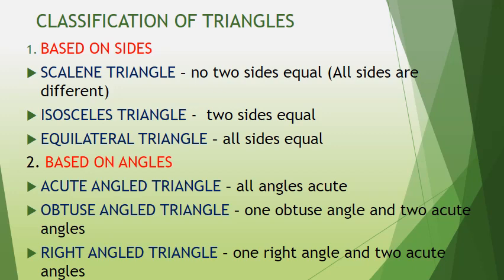And the third one, right angled triangle. If in a triangle one angle is a right angle, such a triangle is called a right angled triangle. In a right angled triangle, the angles other than the right angle will be acute angles.